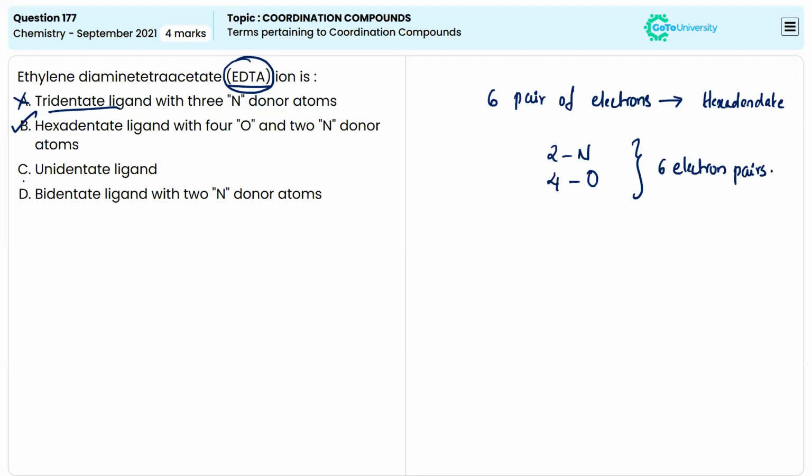And if you check the other options, C, which is a unidentate ligand, is not at all possible because unidentate means it should give only one pair. That is incorrect. The last option is a bidentate ligand with 2 nitrogen donor atoms. That is also incorrect. That is ethylene diamine, not EDTA. So the correct answer will be B.